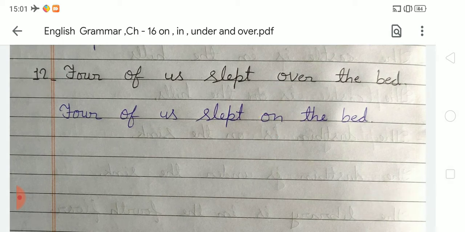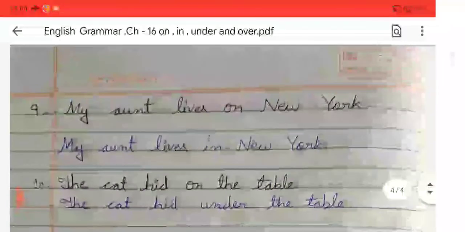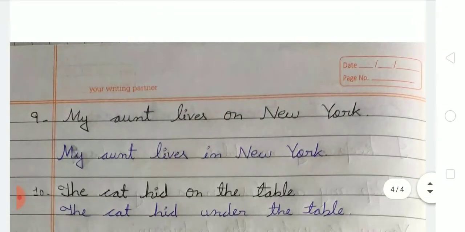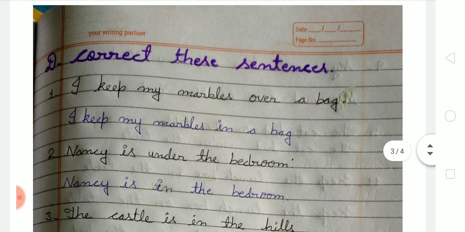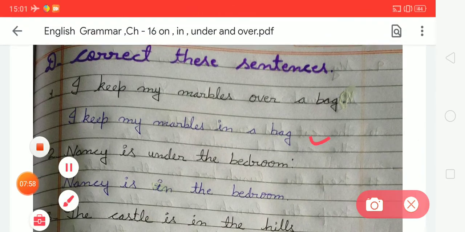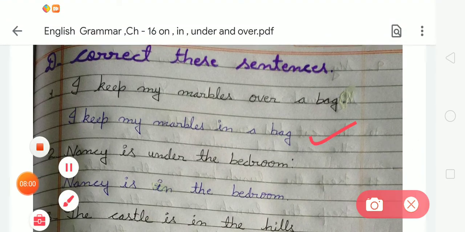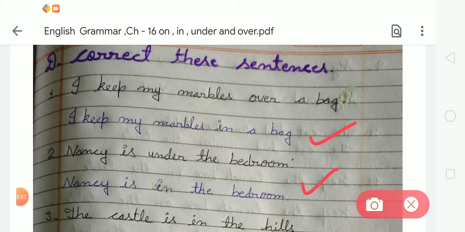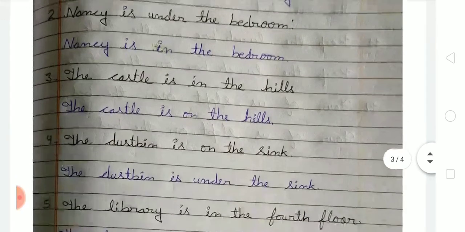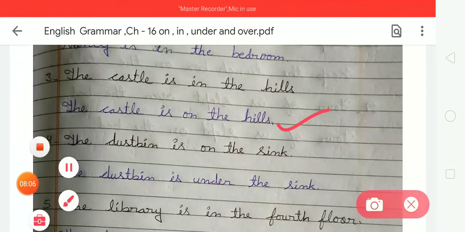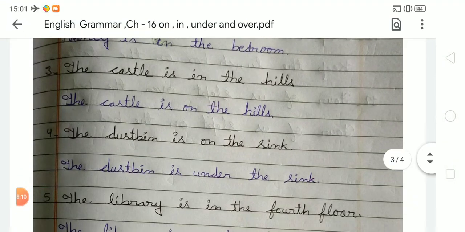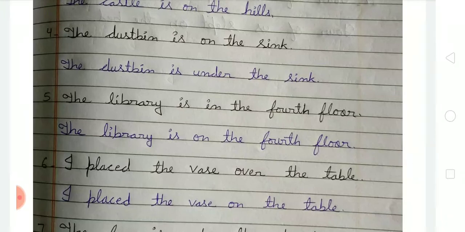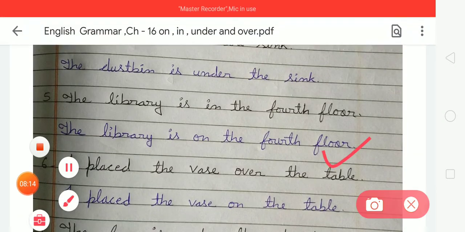Okay student. So like this we have to complete exercise A, B, C and D in our notebook with good handwriting. Let's revise again this exercise D. So we have to write in number 1, I keep my marbles in a bag. In second, Nancy is in the bedroom. Third is, the castle is on the hills. Number 4, the dustbin is under the sink. Number 5, the library is on the 4th floor.